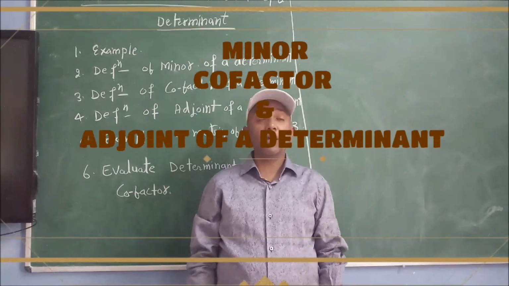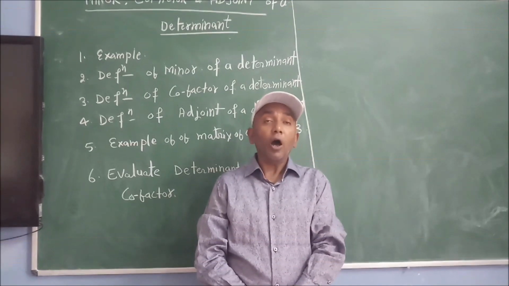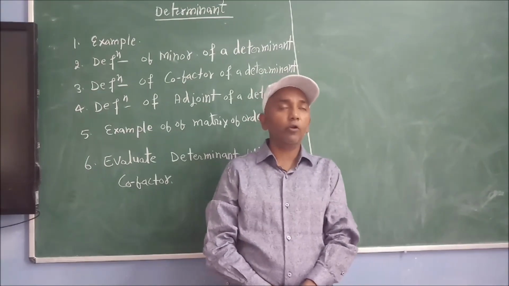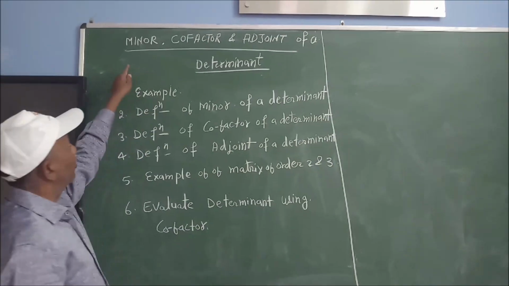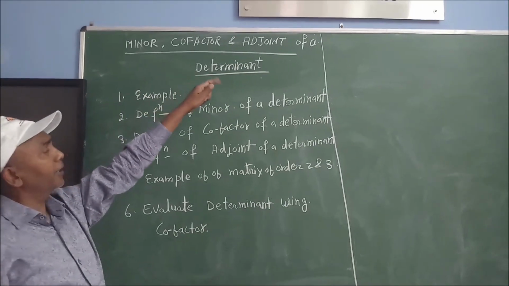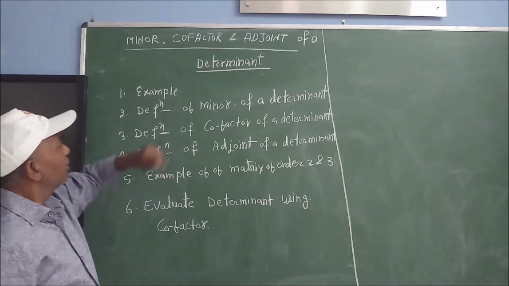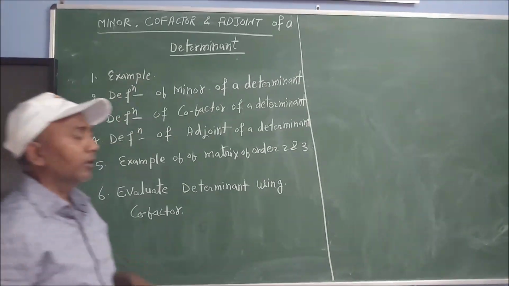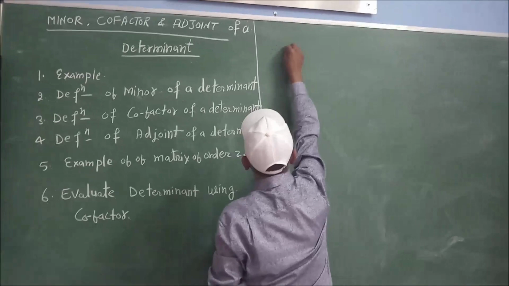Students, in my last class we read about how we calculate the area of a triangle by the matrix method, and today our topic is calculation of minor, cofactor and adjoint of a determinant. So we clarify this topic by taking an example.